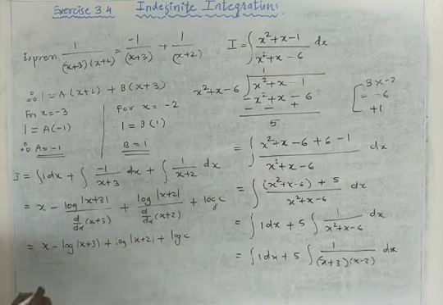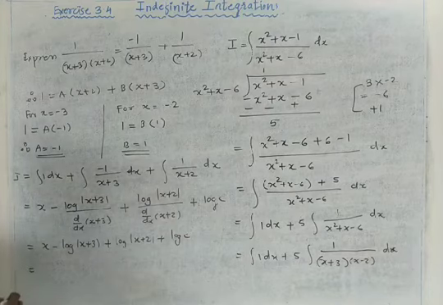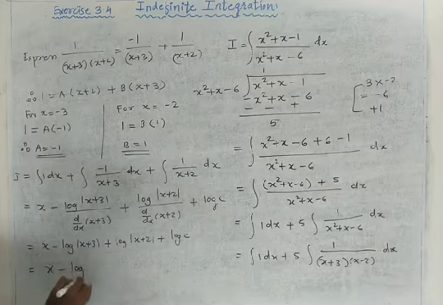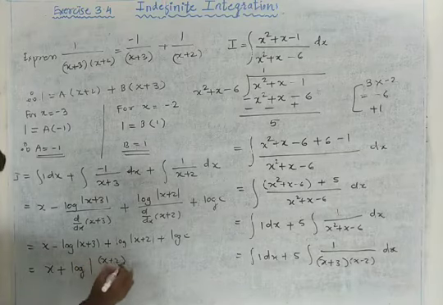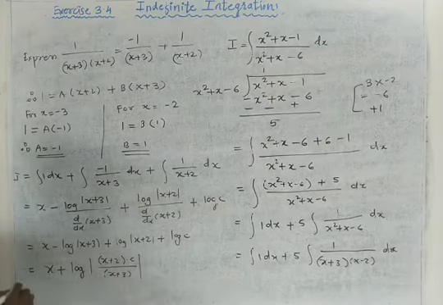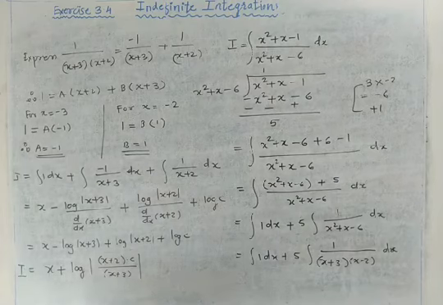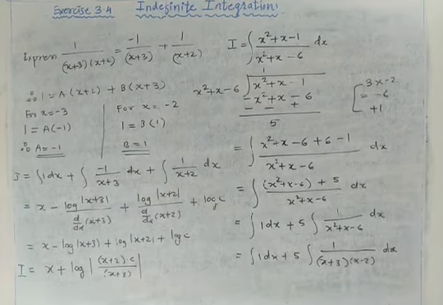Now, 3 log terms are there, so those which are added, multiply together, and those which are subtracted, divide together. So x plus log of x plus 2 into c upon x plus 3. Okay, so this is the final value of I. Please check the solution properly. You will understand what the answer is for the given question.